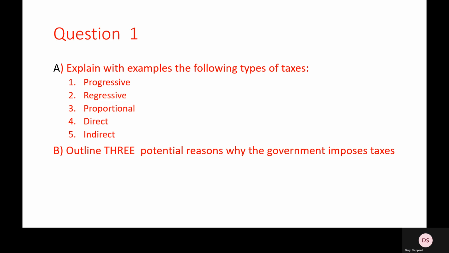And then B, outline 3 potential reasons why governments impose taxes. At the start of the video, I mentioned several different reasons why governments will tax people. Try and get some of those ideas down, please. So if you can now hit pause, write down your answers, and when you're ready, hit play, and we'll move on with the rest of the video.